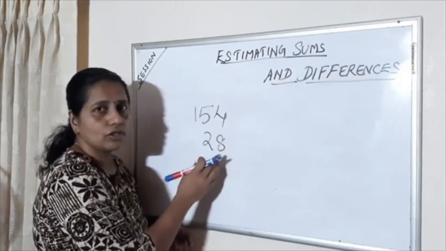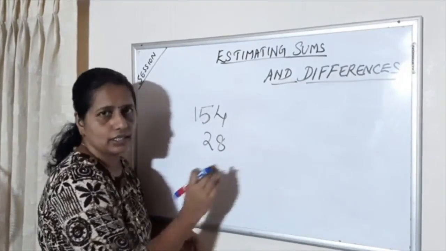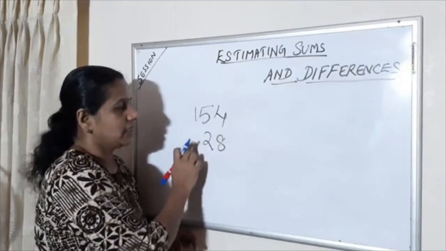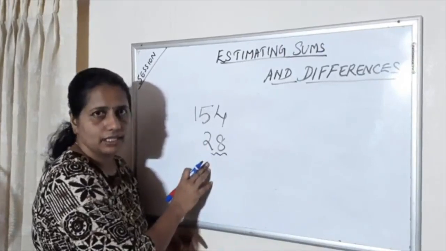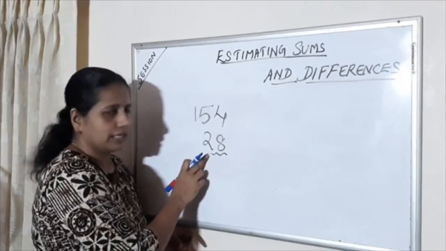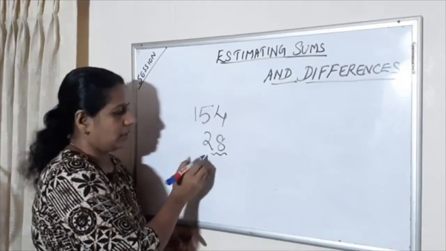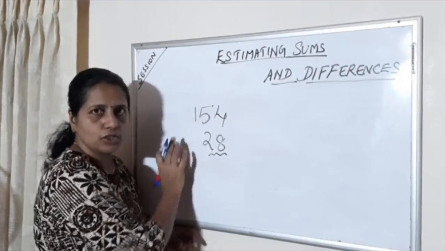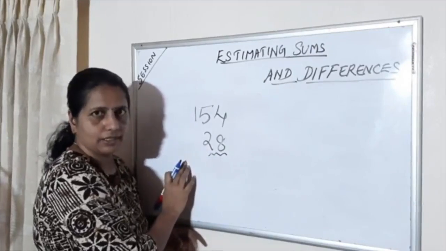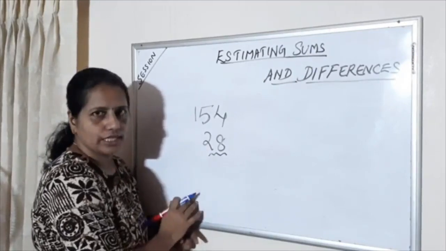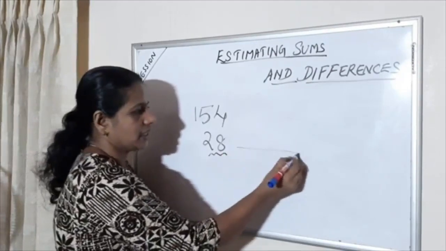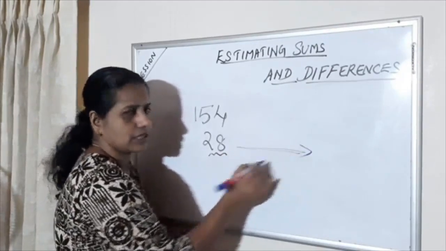We don't know whether we want to round it to the nearest 10 or the nearest 100. In these cases, we take the smallest digit number, that is, here it is 28. Then we round the two numbers according to that number, that is, nearest to 10. Next take 28. Is it rounding up or rounding down?